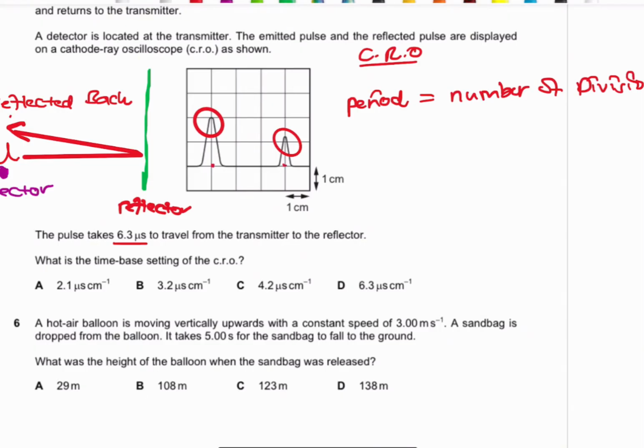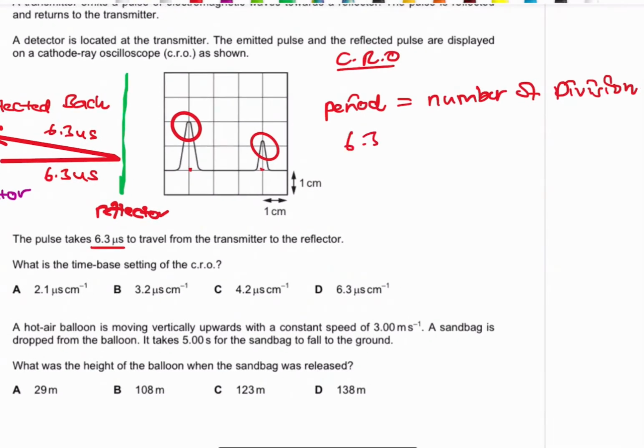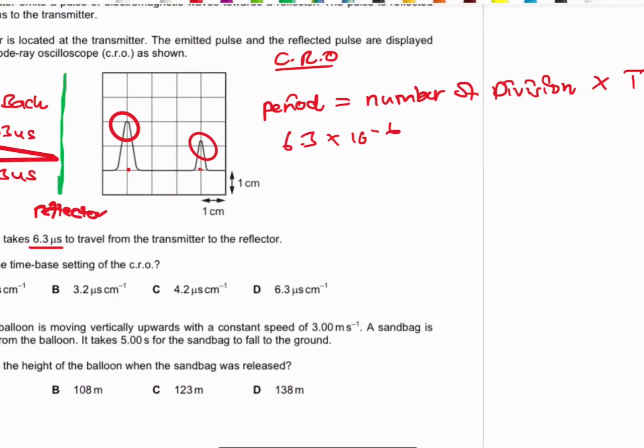It has to be double, right? Because if it takes 6.3 to go here, it's going to take again 6.3 to come back. So our period is actually 6.3 microseconds, times 10 to the power of -6, as you can see on the right. Those are the prefixes that you need in AS, right? Then you multiply this by 2.